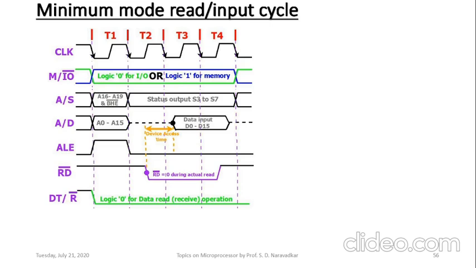Then the last signal here is DEN bar, data enable bar. This signal will be used to enable that data bus buffer, data bus transceiver during actual read operation. That's why you can observe that DEN bar signal takes exactly the same timing as that of, say, read bar. So DEN bar is equal to 0 during actual read operation somewhere in T2, T3 and T4 state. So this is about that minimum mode read cycle or input cycle.